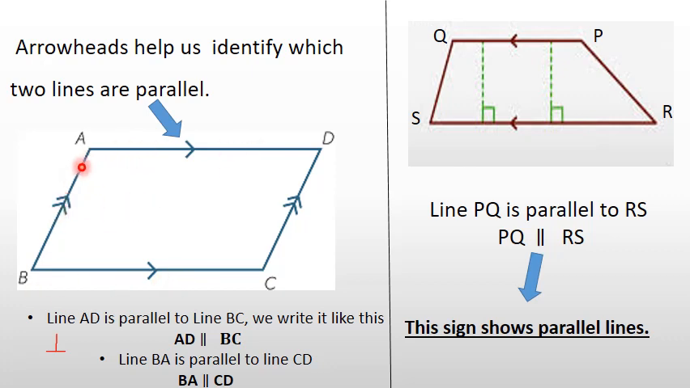And here I have line BA and line CD. Again, the distance between them is always the same and they would never meet. So that means line BA is parallel to line CD.